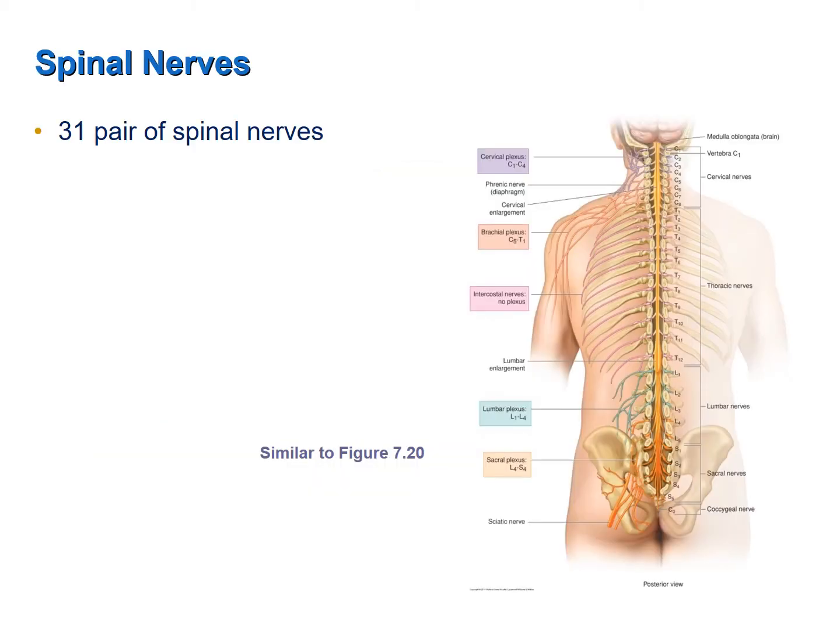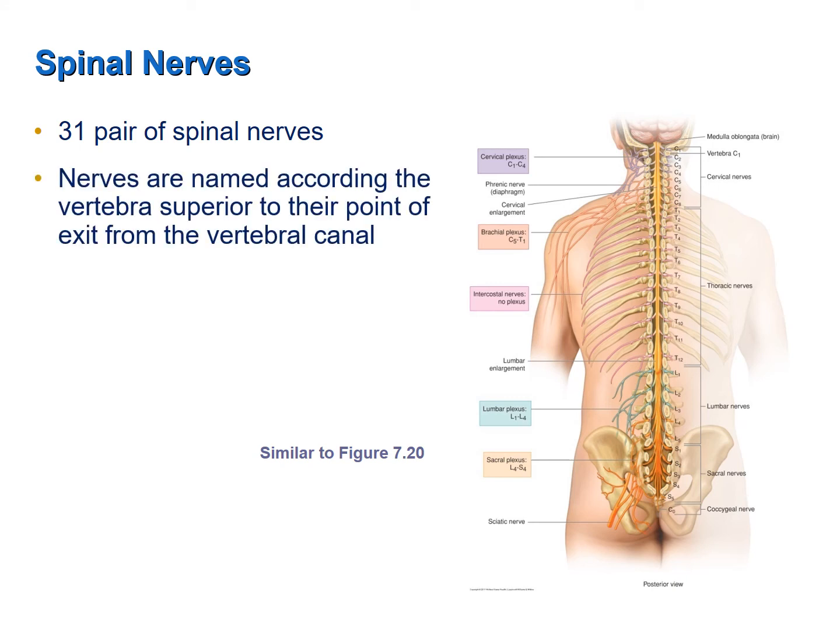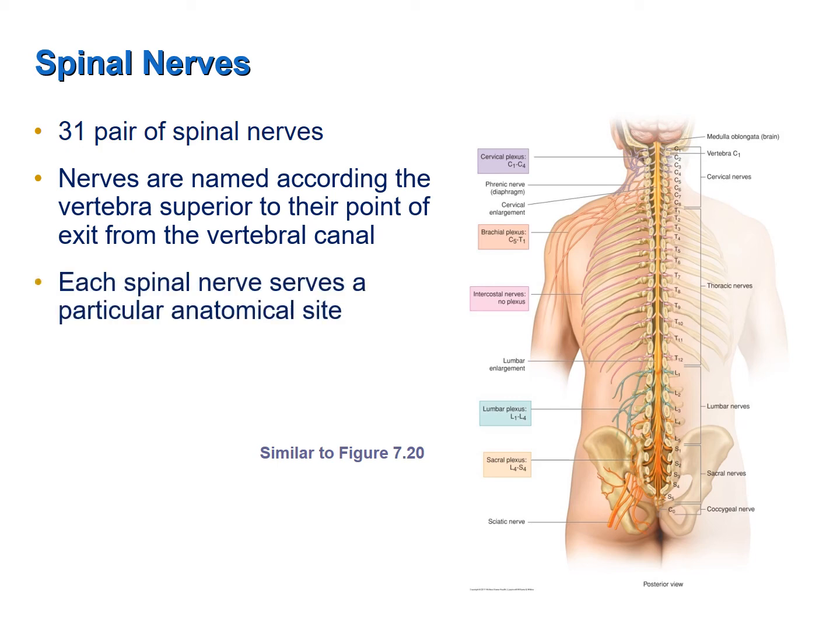There are 31 pairs of spinal nerves. They are named according to the vertebrae superior to their point of entry or exit to or from the vertebral canal. And each spinal nerve serves a particular anatomical site. For example, when you touch an object with your index finger, sensory impulses from sensory receptors in the skin of your index finger enter the spinal cord through some three or four specific spinal nerves.